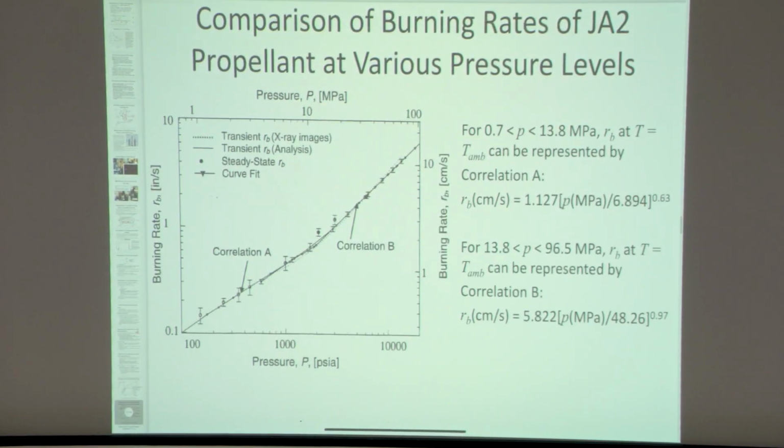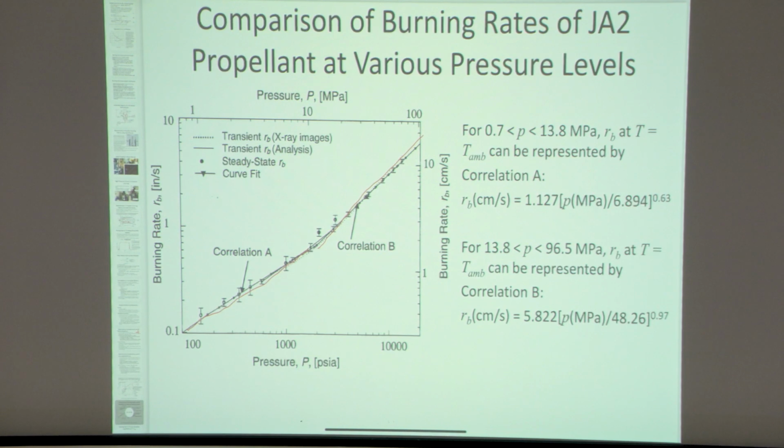Another example, looking at JA2: what happens when I get to higher pressures? Now I'm going to higher pressures than I showed you previously, at a particular temperature. Notice this is very characteristic of propellants. At low pressures, I have a certain value of N. Then I get to a certain pressure, and this value of N changes.